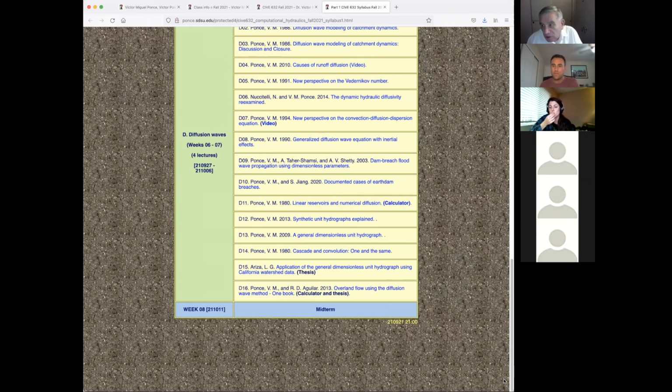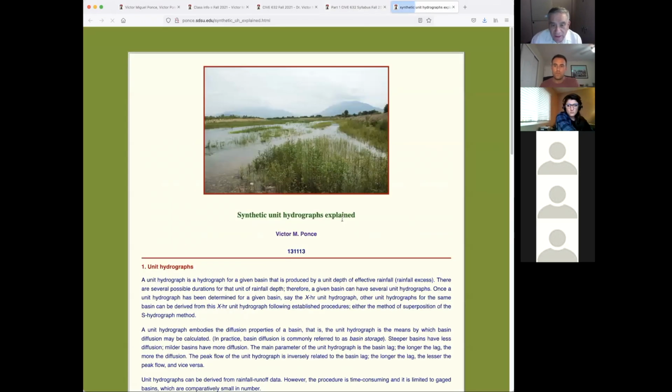If we don't get to 16, we'll spill it over to the following week or whenever we get around to it after the exam. I added 12 today because I felt that I was going to be talking about general dimensionless unit hydrograph, and some of you may not have taken my class last year, so I had to kind of put everybody on the same page. So I'm going to ask you to read D12. I'm not going to touch upon D12 because it's not part of this class, but I put it in there for you to read it and be informed of what we're talking about here. I'm just going to spend 5 minutes on it.